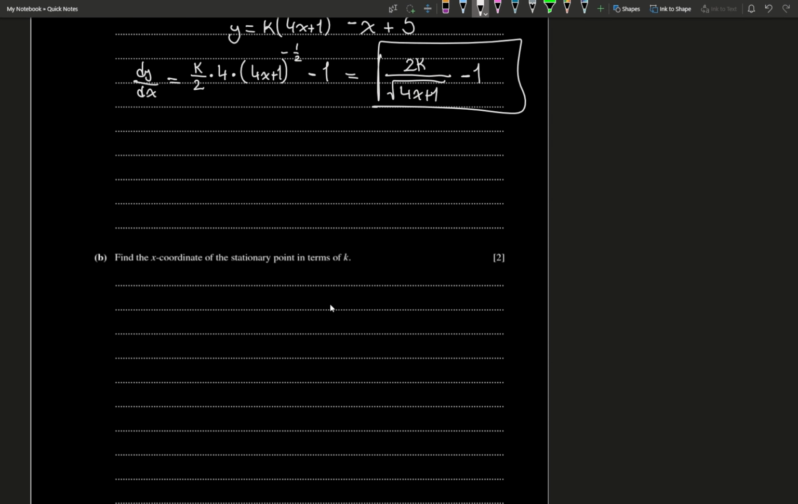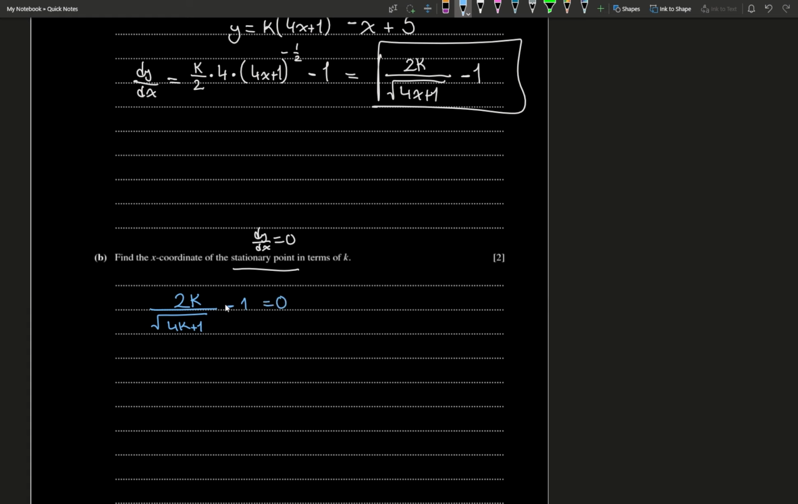Now for part B, it says find the x coordinate of the stationary point in terms of k. A stationary point means that dy by dx is equal to 0. If you draw a tangent line at a stationary point, the gradient is 0 because it is parallel to the x axis. So let's set this equal to 0. We write 2k divided by the square root of 4x plus 1, minus 1, is equal to 0.